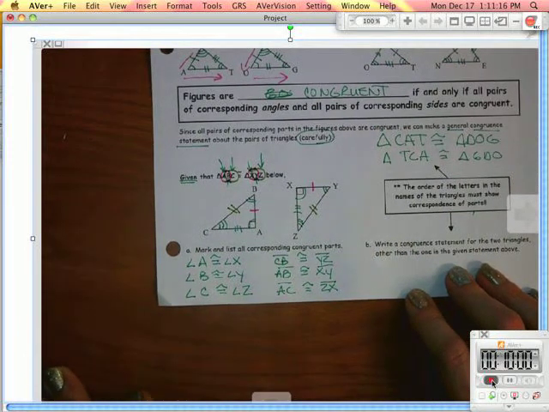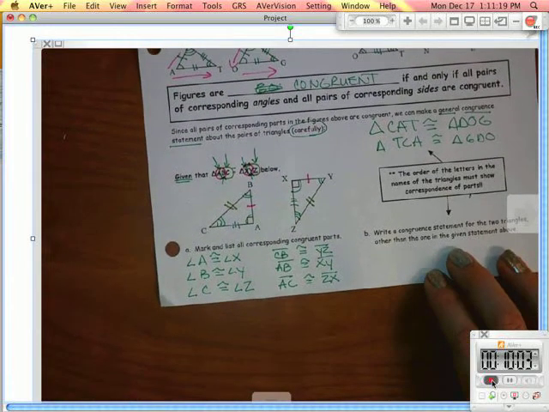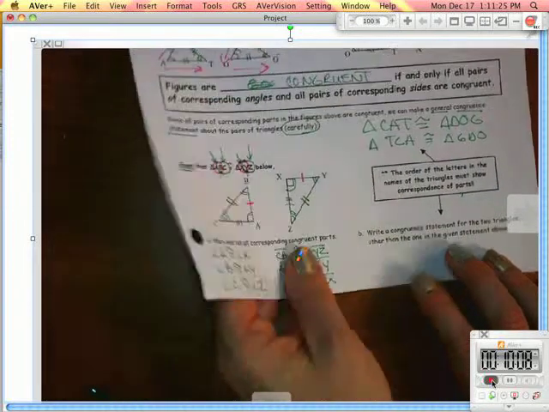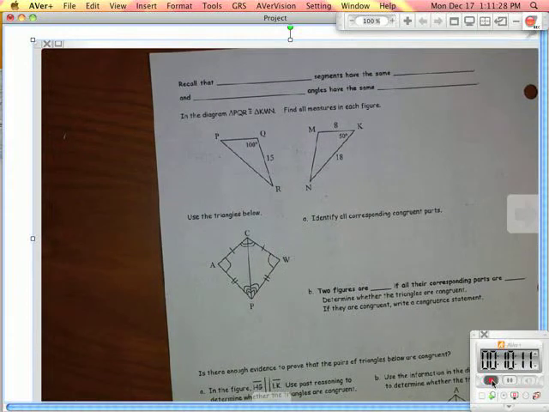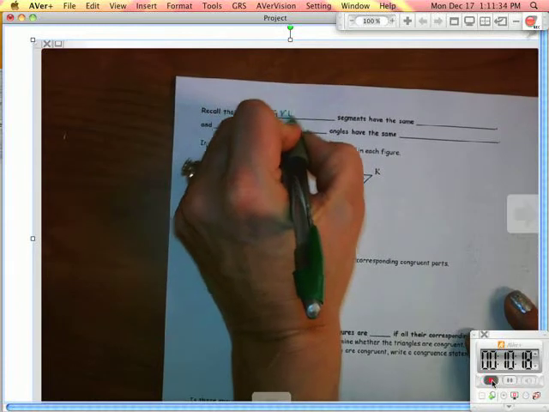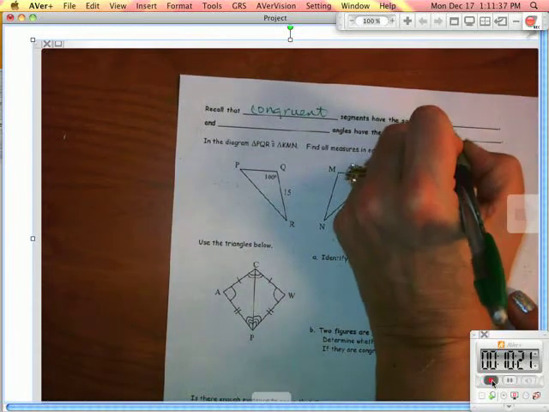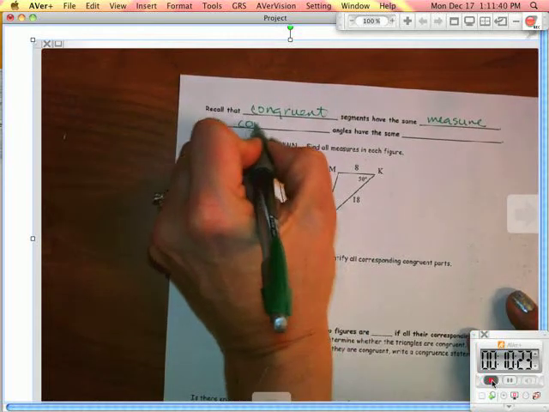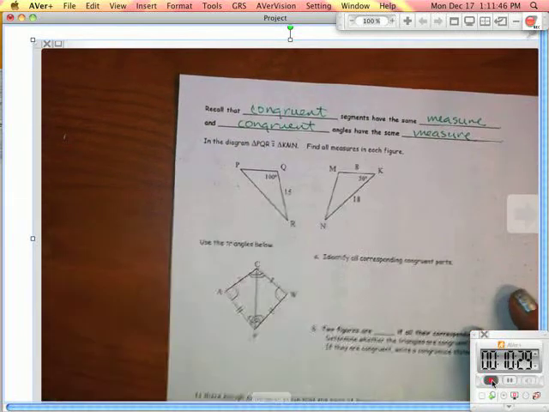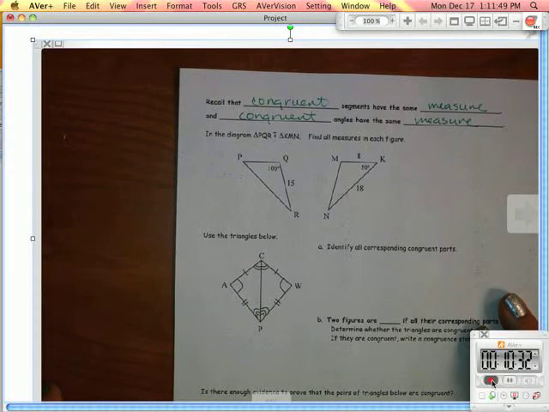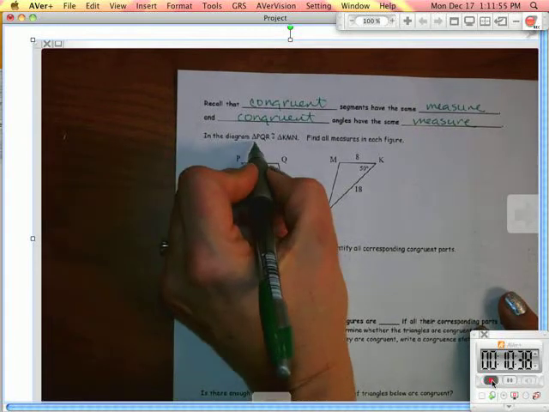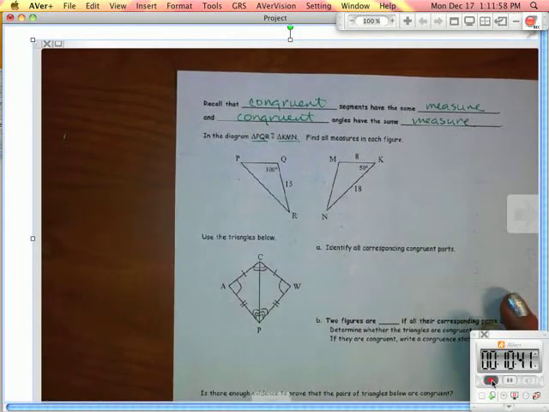Okay. Turn it over. We have more. Ready? Recall that congruent segments have the same measure. And congruent angles have the same measure. Okay? In this diagram right here, they're telling me that PQR is congruent to KMN. When they tell me that, I know that all the angles and all the corresponding sides are what? Yes. So, I'm going to pick this apart.